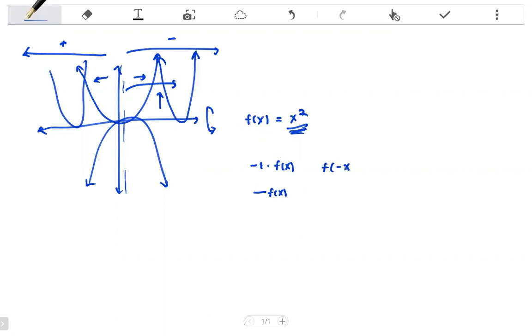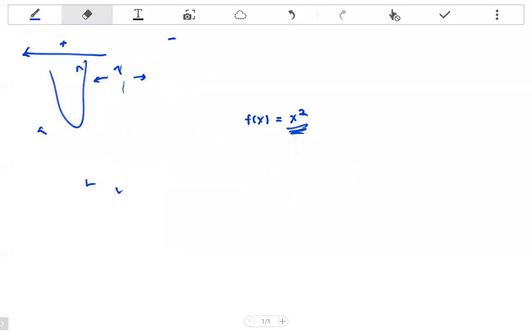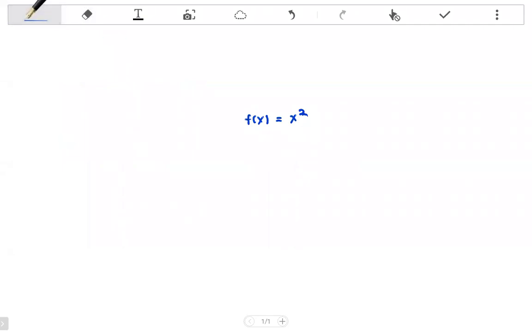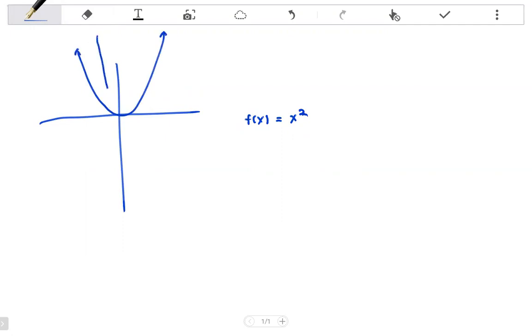So it would be f of negative x. And same thing for shrinks and stretches. So vertical shrinks and stretches. If we have a graph y equals x squared, and we want to make it stretch vertically by a factor of 3, like this.